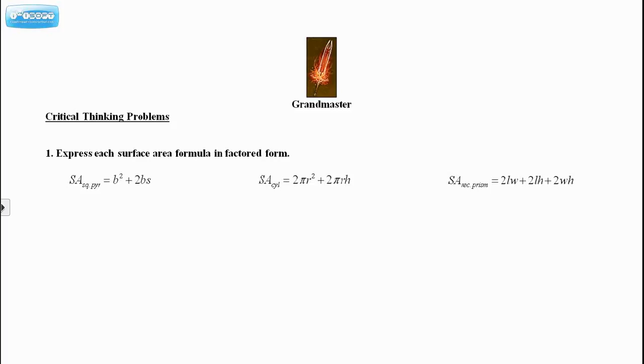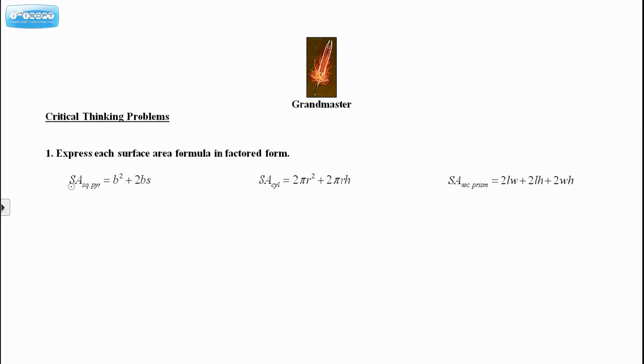Chapter 5, Section 2, Grandmaster, Critical Thinking Problems. Number 1, express each surface area formula in factored form. So we're actually going to do a little bit of time traveling. We're going to have a look at some of these formulas that we would have seen in Chapter 2.